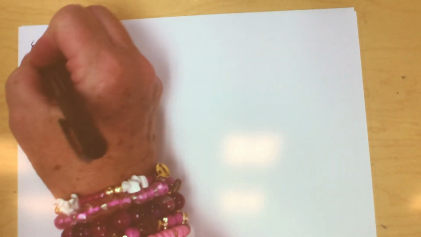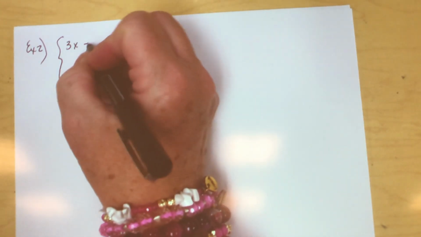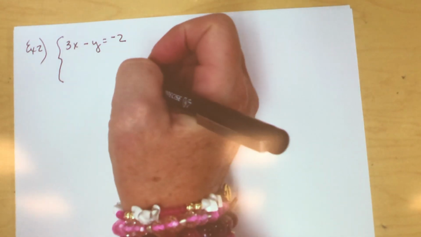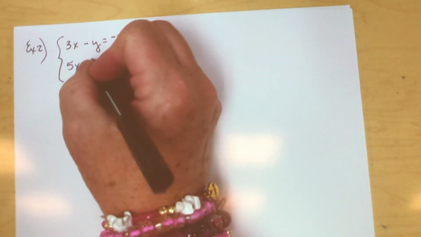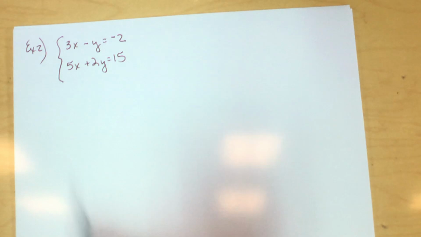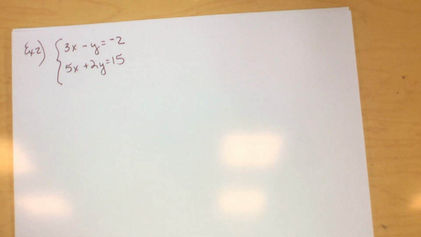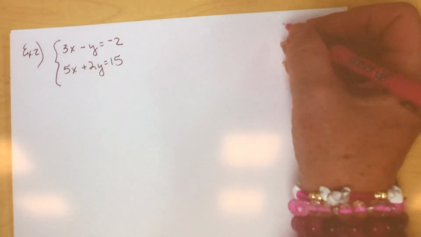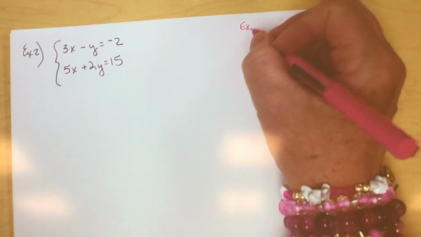Example 2. 3x minus y is equal to negative 2, and 5x plus 2y is equal to 15. Okay, so here's what I'm going to do on this problem. I'm going to guide you just a little bit. I'm not going to do it all with you. I'm going to guide you. So the first thing that I want you to do is make your matrix and do all your colors on it. Make your matrix and do all your colors. Don't pay attention to what I'm writing down. I'll talk about it in a minute.